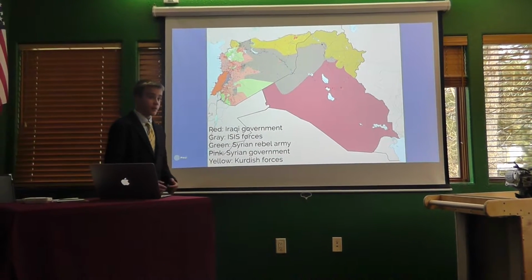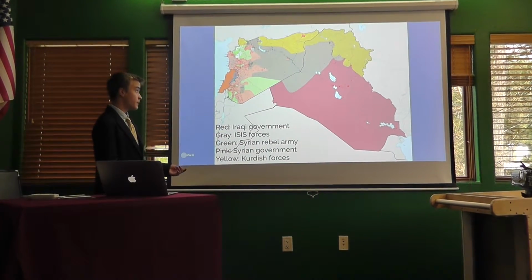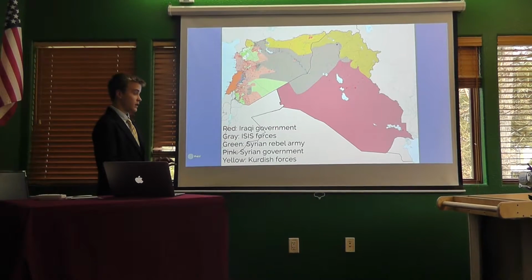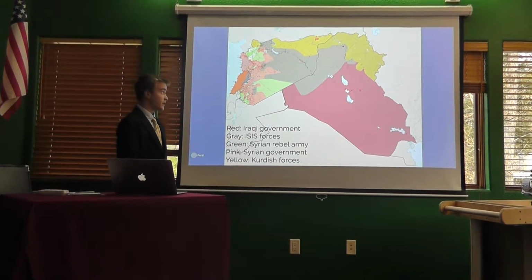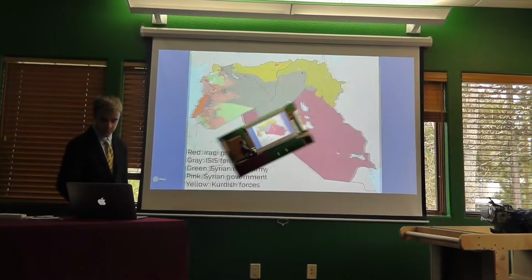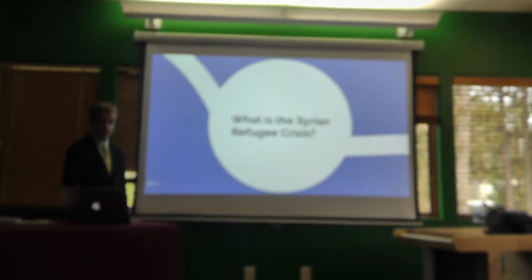This is a territory map of who is in power in and around Syria. The regions change daily because there's daily battles, but it's very hard to document because it's very dangerous for members of the press to get in there. So what is the Syrian refugee crisis?